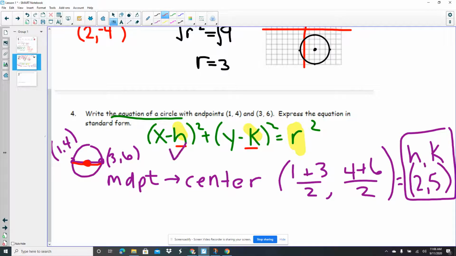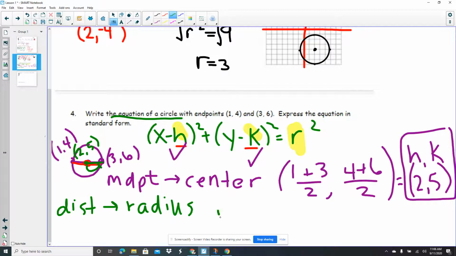So we have this piece and this piece of the puzzle. We still need the r, the radius. The radius is a length. Distance helps us determine that. So the radius is the distance from the center to one of the points. It doesn't matter which point you pick here. I'm going to pick (3, 6). So I have my center here, (2, 5), and I want to find the distance from this point to that point. You guys recall the distance formula? The distance formula will help us find our radius.